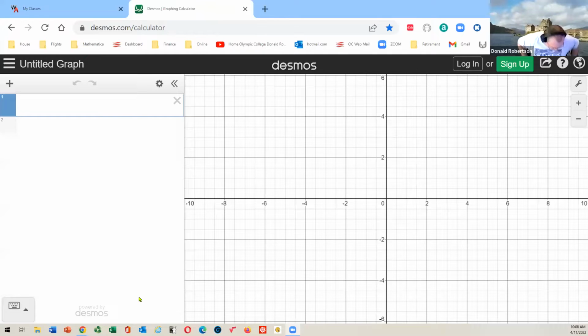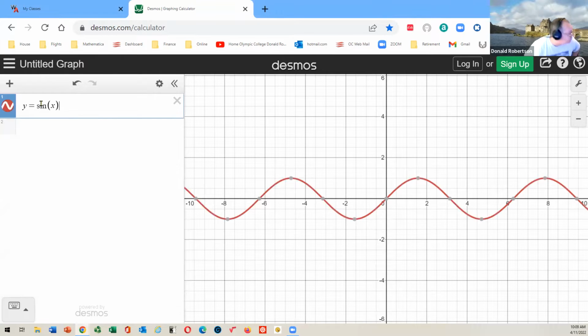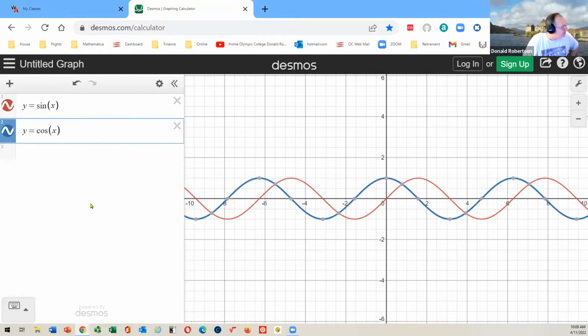That's Desmos. Right, so if you go in here and you go y equals, and you just type in sine, it's clever enough to know that it's sine x, and there you go. And then if I do y equals cosine x, there you go. Can you see what I'm talking about? They're the same shape, they're just shifted one to the right.